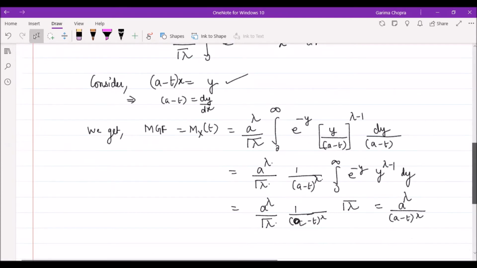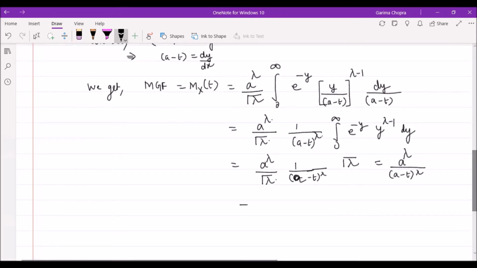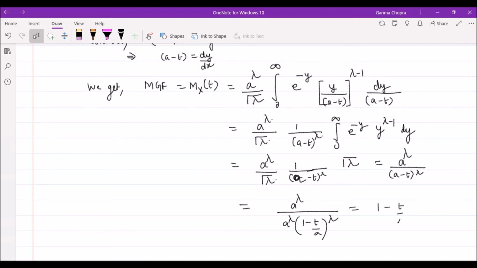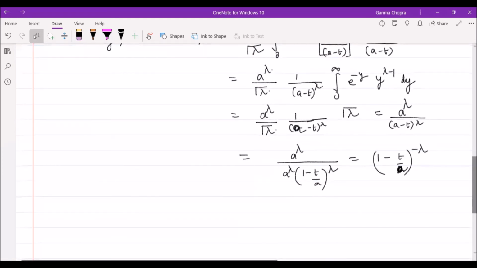If we simplify it further, if we take this a, which is present in the denominator, common, then we will have a raised to power lambda, 1 minus t by a, this whole raised to power lambda. So we are getting the moment generating function as 1 minus t upon a, raised to power minus lambda. So this is the moment generating function. Now we will be finding the series for this moment generating function.